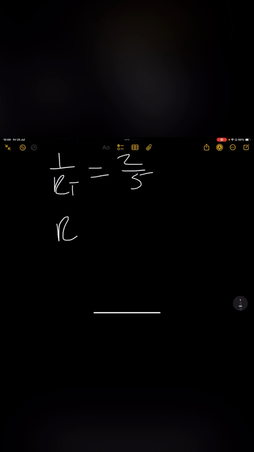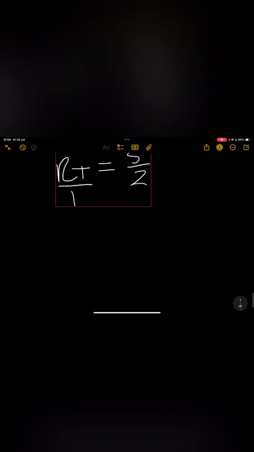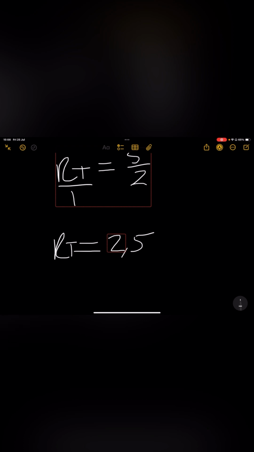Now, RT is, what did you do here? You flipped RT over 1, and then you do the same on this side. And this is equal to 2.5 ohms total resistance. So obviously the calculation is a little bit longer in parallel.